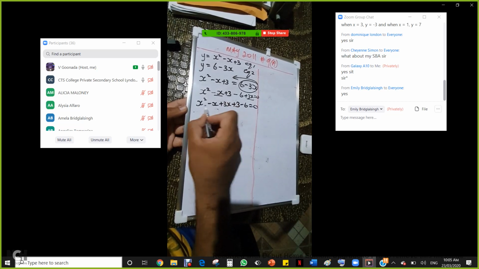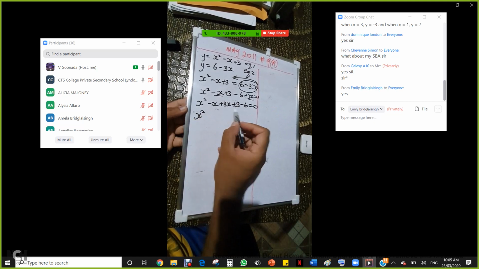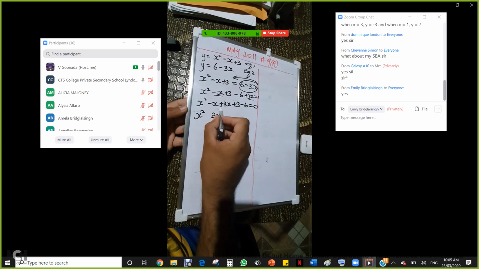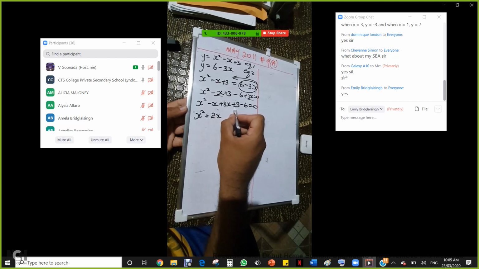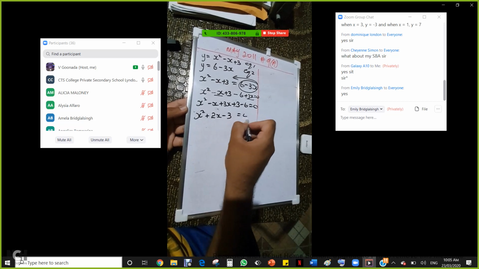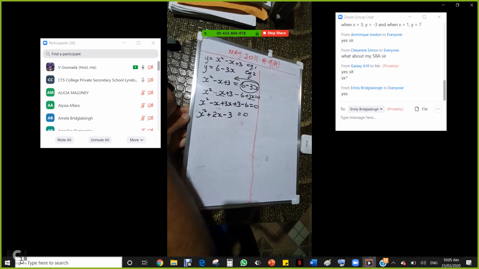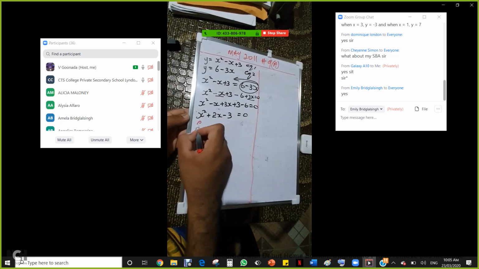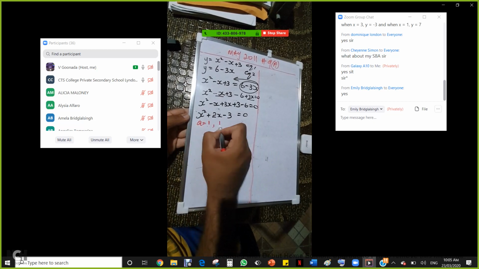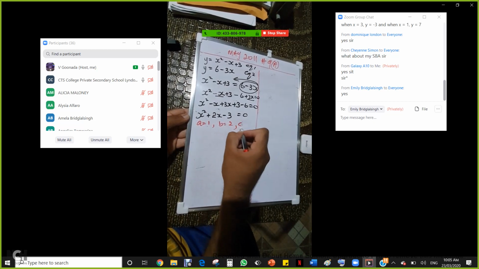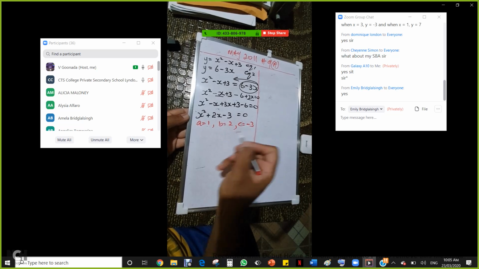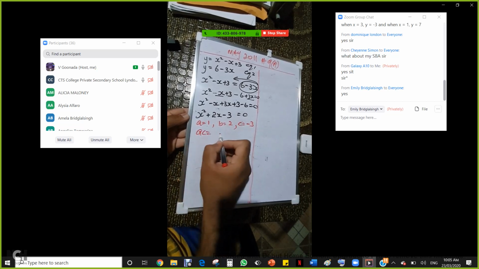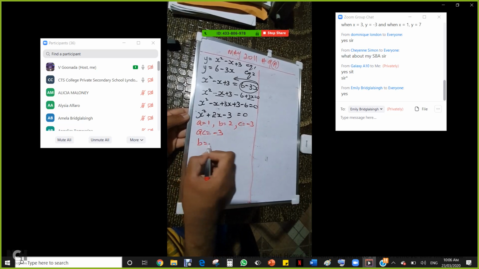So again, x and x squared is not the same, right? So x squared, when the signs are different, you find the difference, which is 2x, and you keep the sign of the greater number, so positive 2x. When the signs are different, again, you find the difference, which is 3, and you keep the sign of the greater number. So now that we have our quadratic equation, we can tell the values for a, which is 1, the value for b is 2, and the value for c is negative 3. So ac is negative 3, and b is 2.